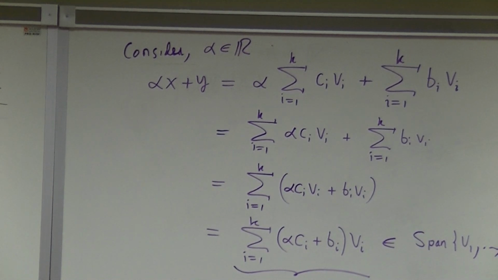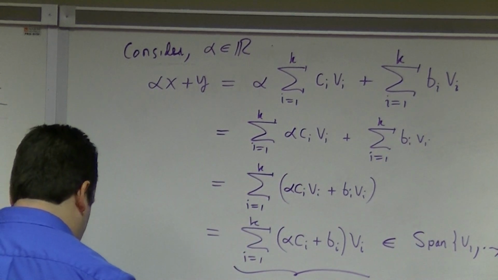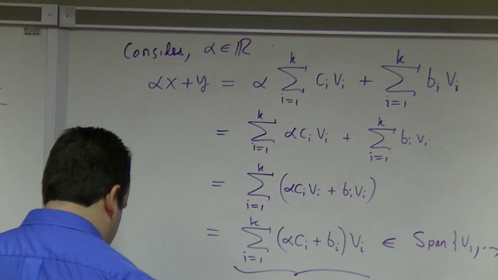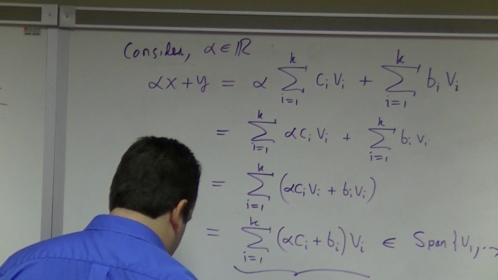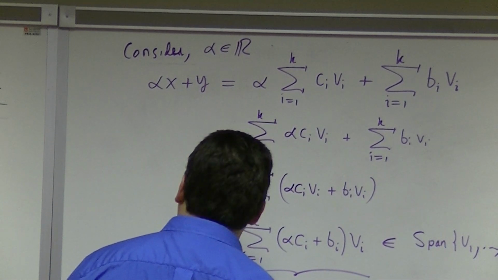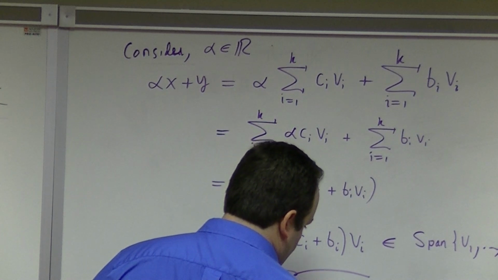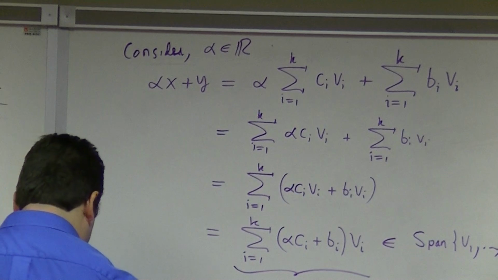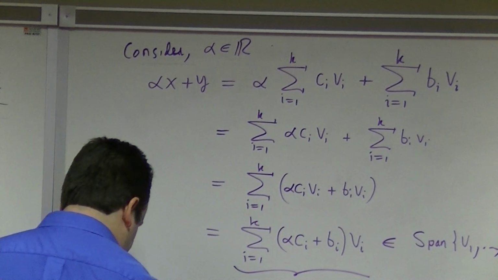Now what do I do? To finish the thought, let alpha equal 1, and then you get x plus y is in W. And if we let y equal 0, then we get alpha x is in W. Thus, W is a subspace of V by the subspace theorem.